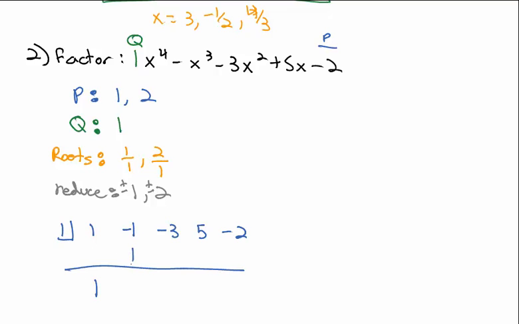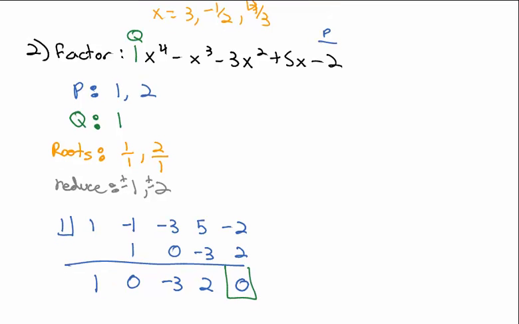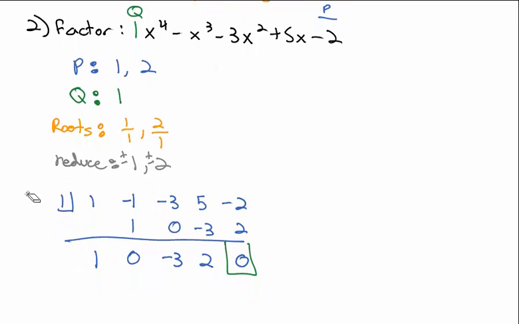Bring down the 1. 1 times 1 is 1. Brings down a 0. 1 times 0 is 0. Negative 3 times 1 is negative 3. Plus 5 is 2. Times 1 is 2. And look at that. It worked out to a 0 our very first time. This means x equals 1 is one of our solutions. Subtract 1 from both sides, and we have x minus 1 equals 0. x minus 1 is a factor.